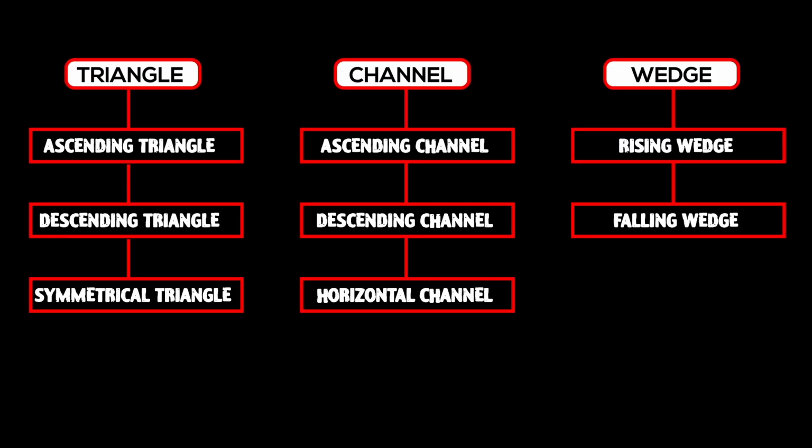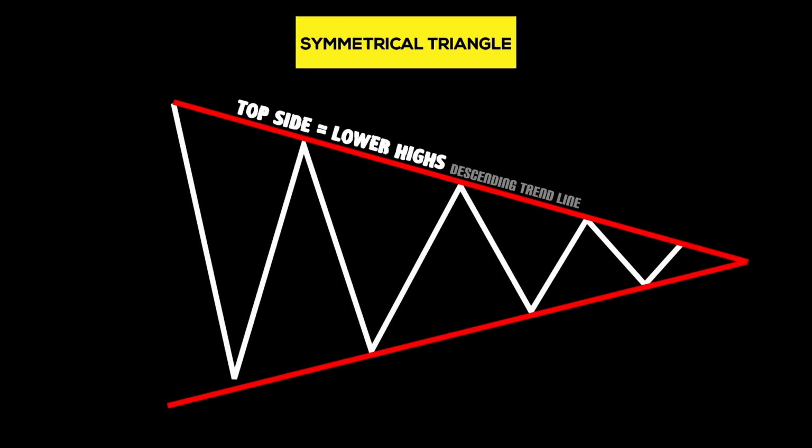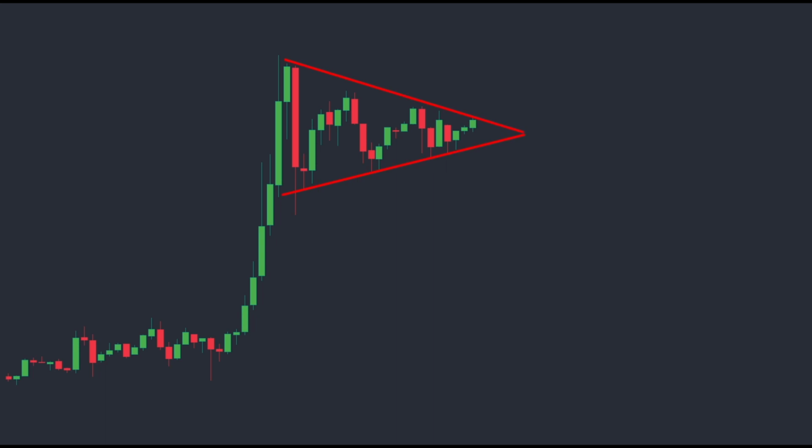So next, the symmetrical triangle pattern. The top side of the symmetrical triangle makes lower highs, which allows for a descending trend line to be placed. The bottom side of the pattern makes higher lows, which allows for an ascending trend line to be placed below. This pattern also can be formed in both bullish and bearish markets.